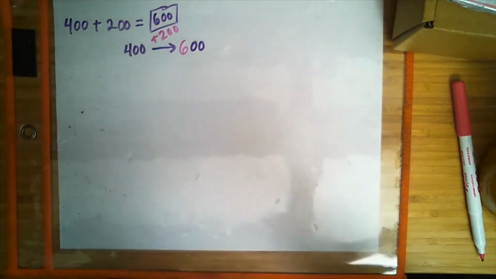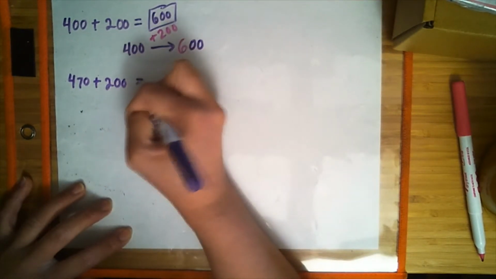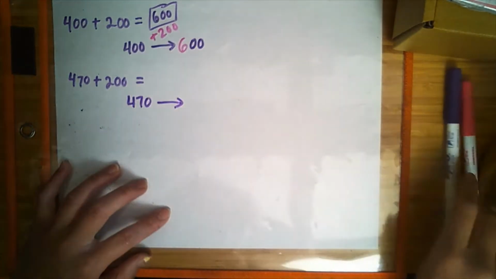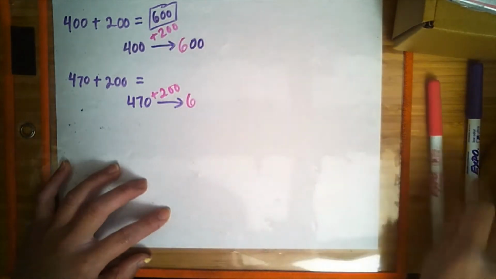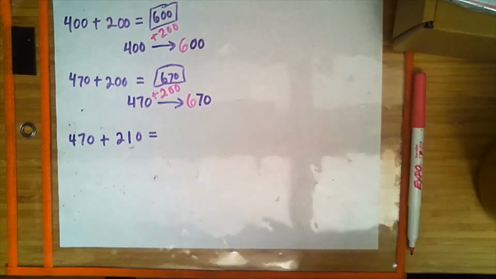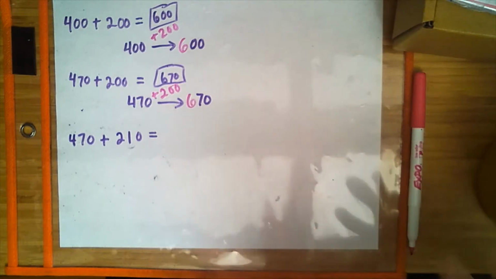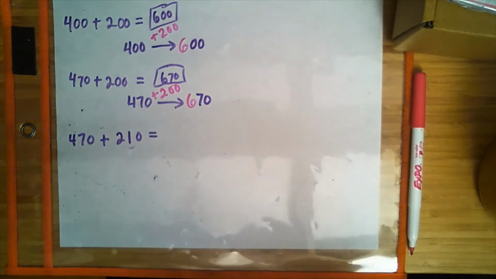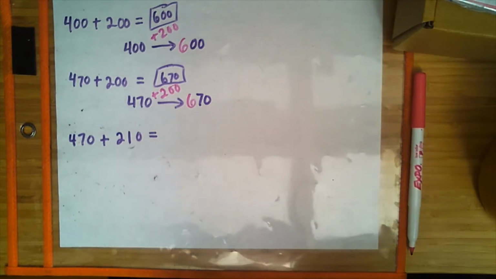Moving on to our next number sentence, 470 plus 200. Show me how we can solve it. My solution is 670. Working on the next number sentence, I want you to pause here and talk to a friend or family first. How would you solve 470 plus 210 using all of our strategies that we've been learning in the last lesson and all the lessons before that? And then we will come back and talk together about it as a team.